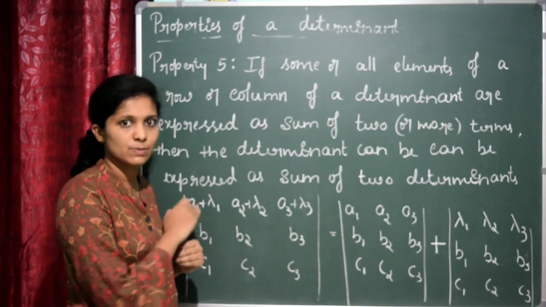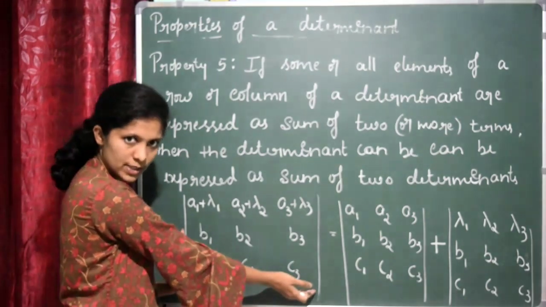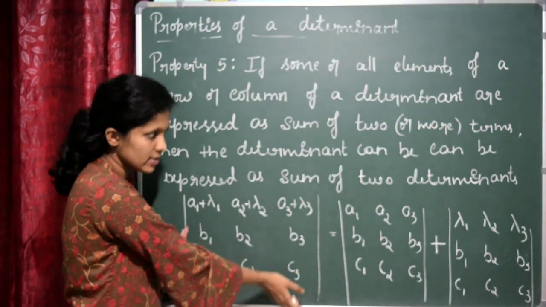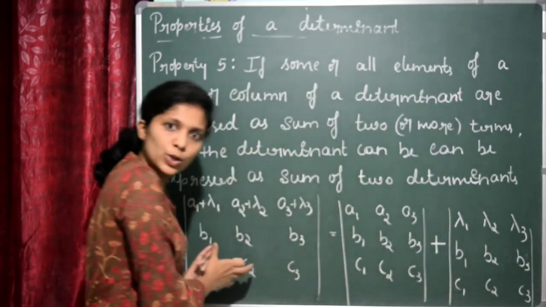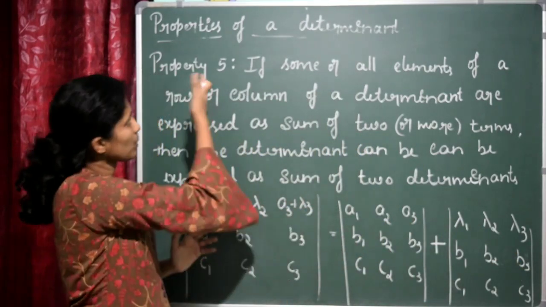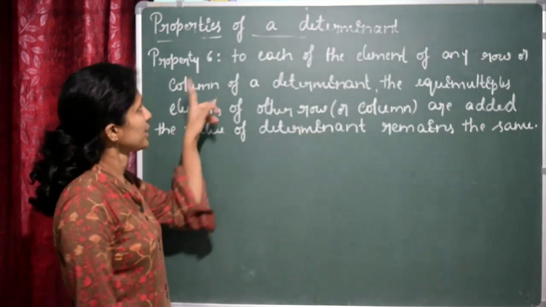But if you want, I'll explain this one, okay? Just you have to expand this one first. Then it will be one LHS. Then you have to expand this plus expand this one. Then the sum of this should be equal to this one. If it is true, then property 5 is true. Is it clear? See this last property of a determinant.